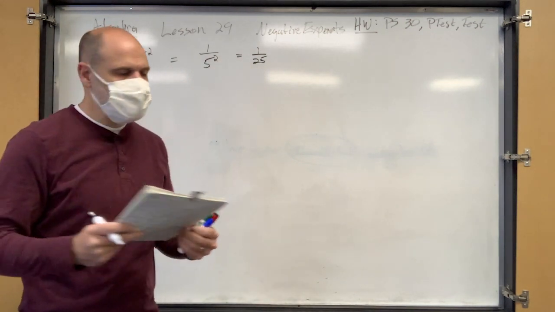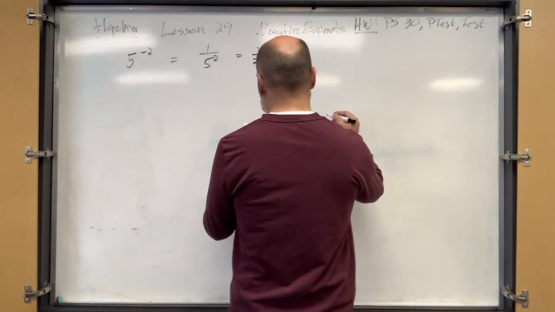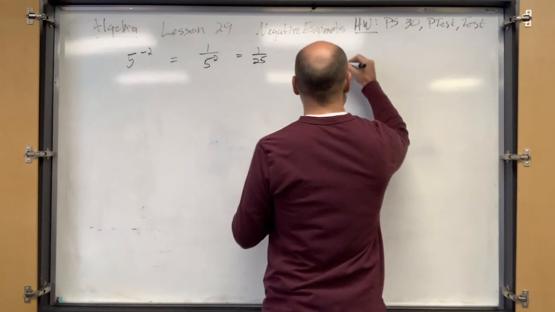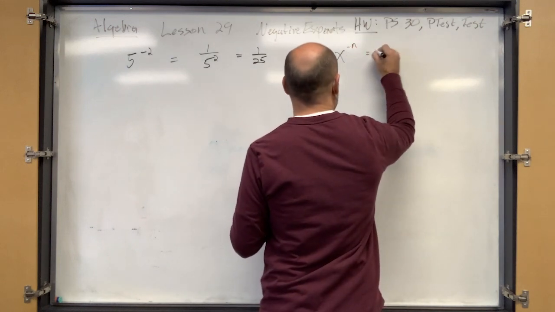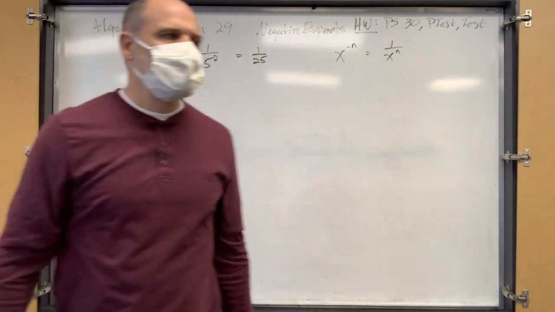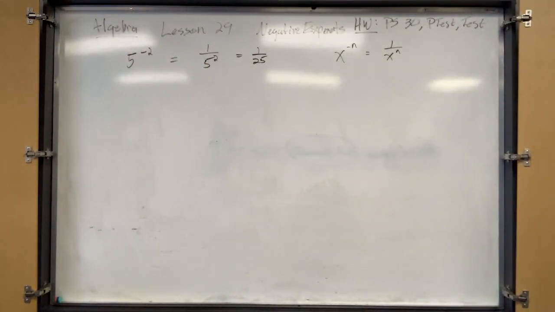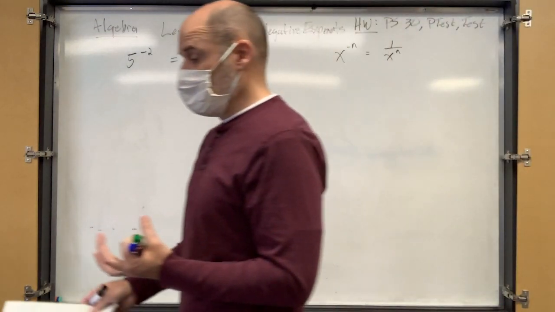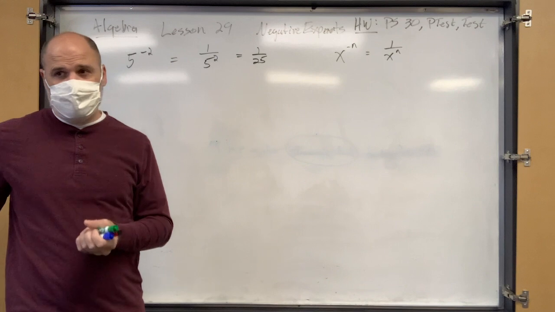So here's the rule. The rule is x to the negative n equals 1 over x to the n. So any number, it could be a fraction, decimal, whatever. If you have a negative exponent, just throw it on the bottom and make it positive. That's it. It's a pretty simple rule if you can remember it.